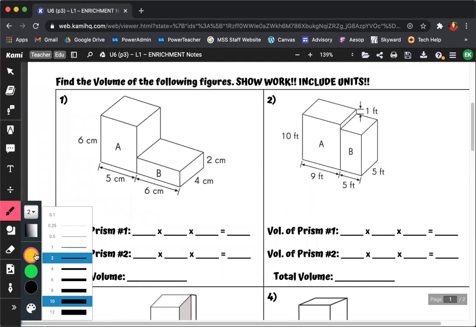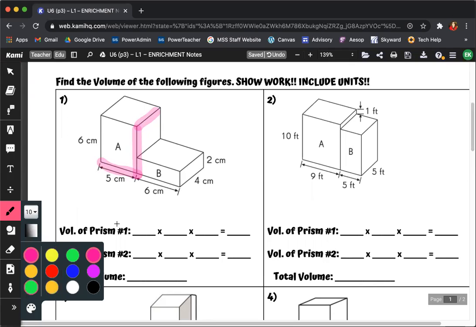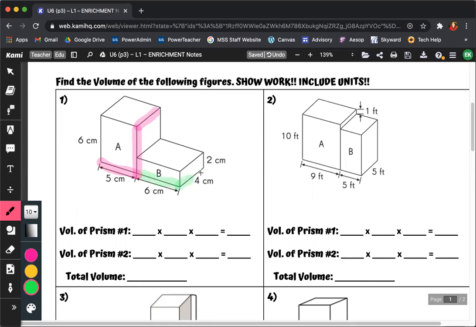I'm going to look at shape A and highlight it in one color. We want our base, our height, and our length, our width, and our height. So 3 dimensions there. Same thing with B. We need our length, our width, and our height.